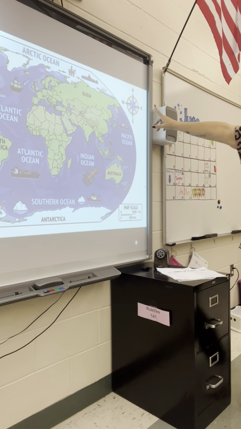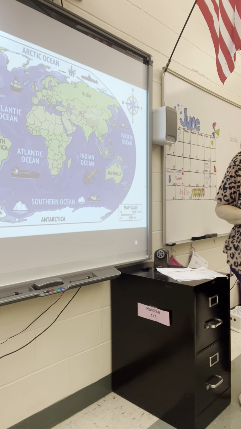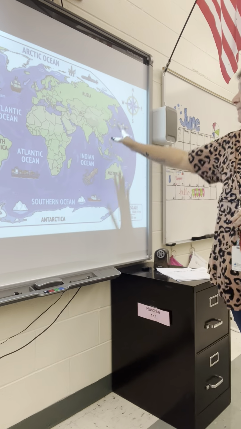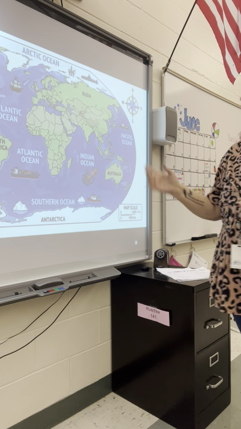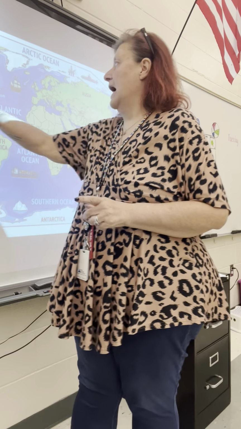Can you see up here? What direction would we be traveling? Do we know what the E means? Yeah, thank you, Dwayne. Good job. East. So the compass on a map always tells us the directions that we're going in. So we have the title, the symbols, and the images on the map.